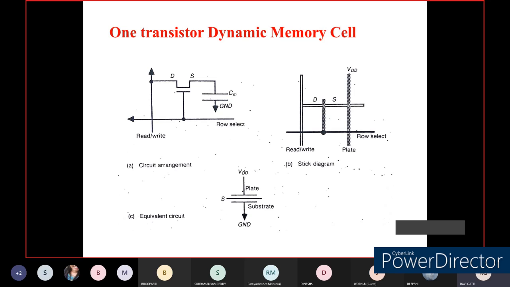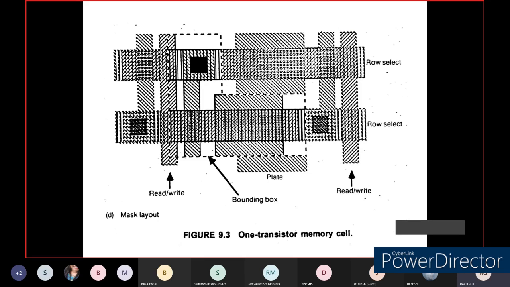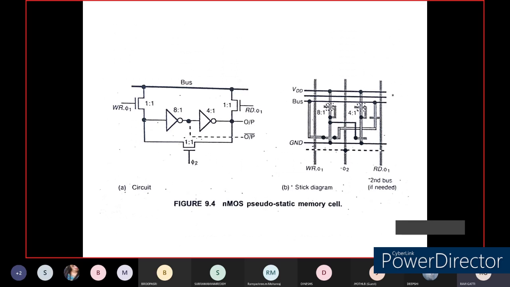This is the mask layout of the 1 transistor cell, and you can see here the row select line has been given for 2 values. One is the row select line for the pull-up transistor, and one more is the row select line for the pull-down transistor. We have used the read pin at both instances along with the boundary box. This boundary box gives you a single element, that is a standard cell. If you want to connect one standard element with another standard element, that means a static memory cell.